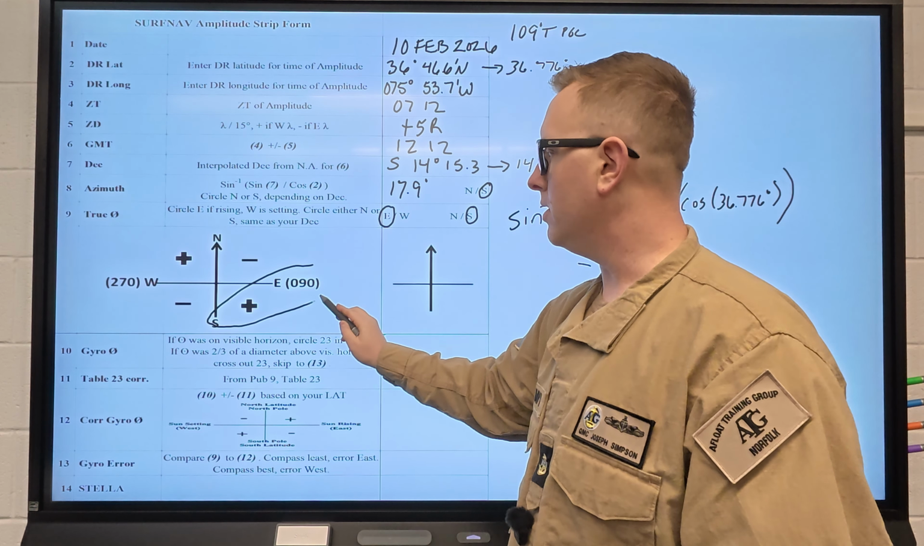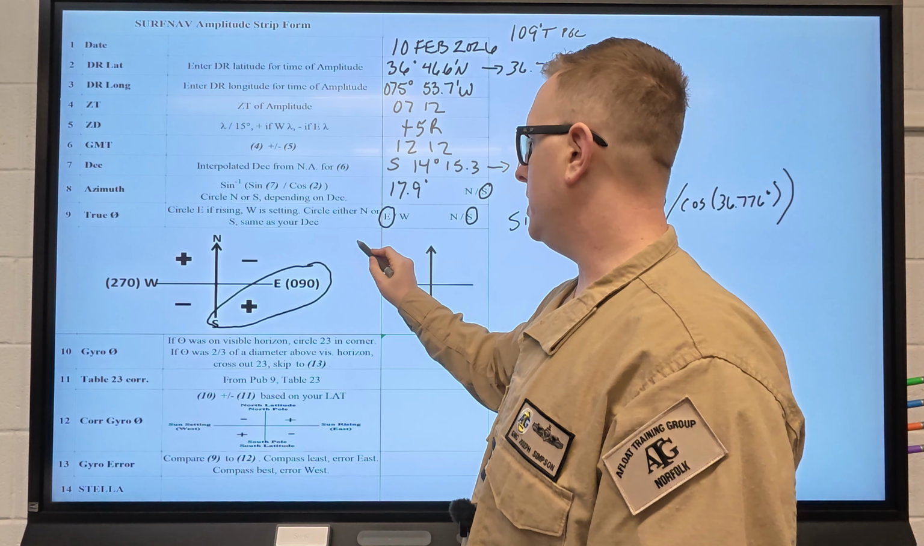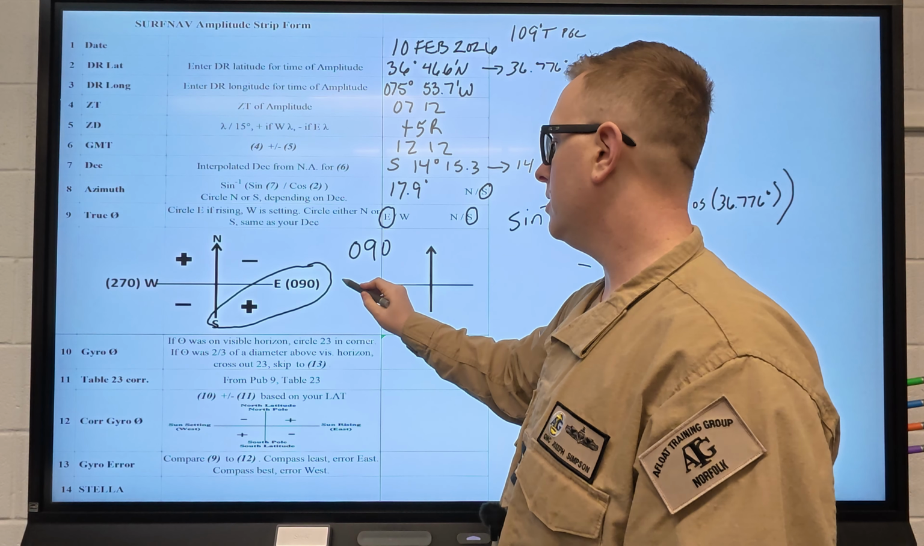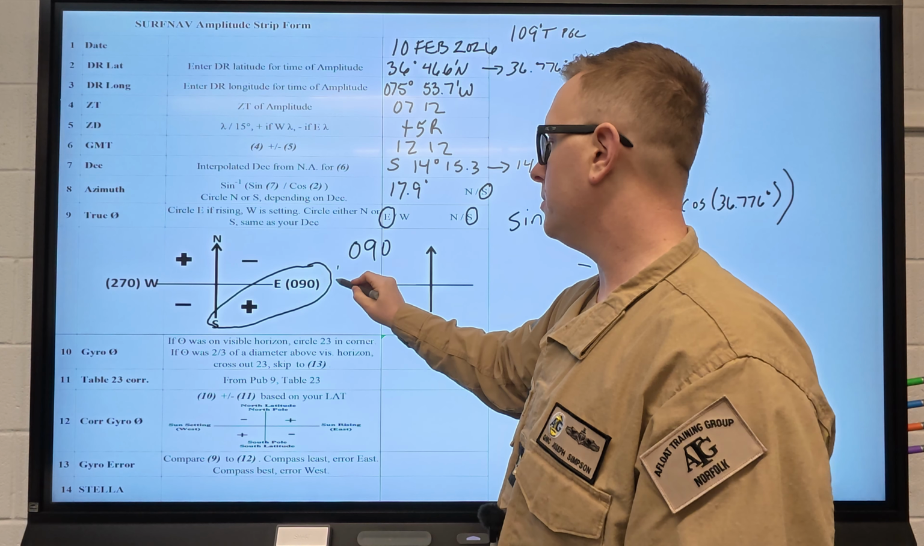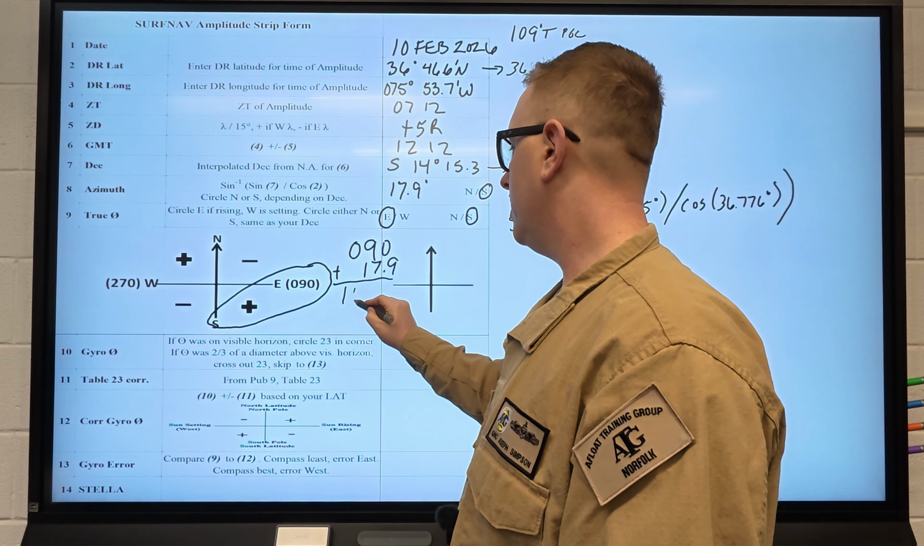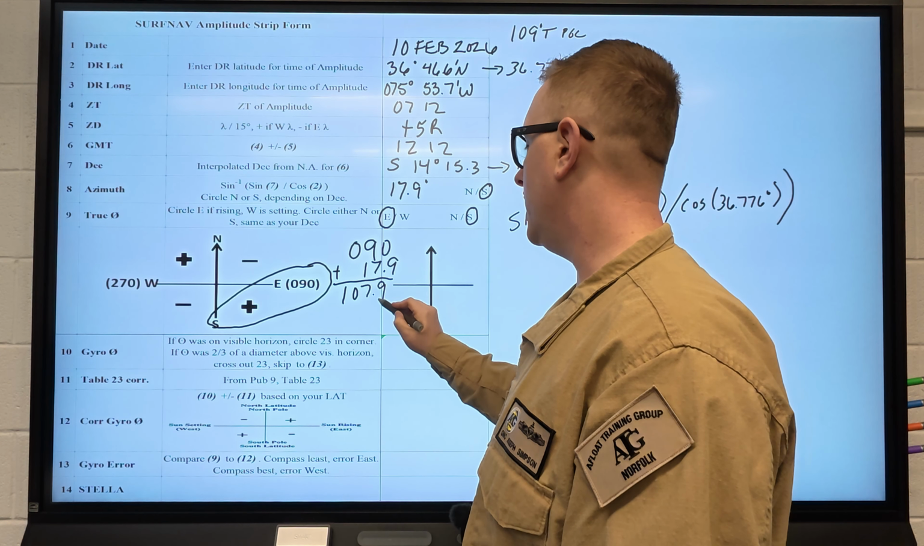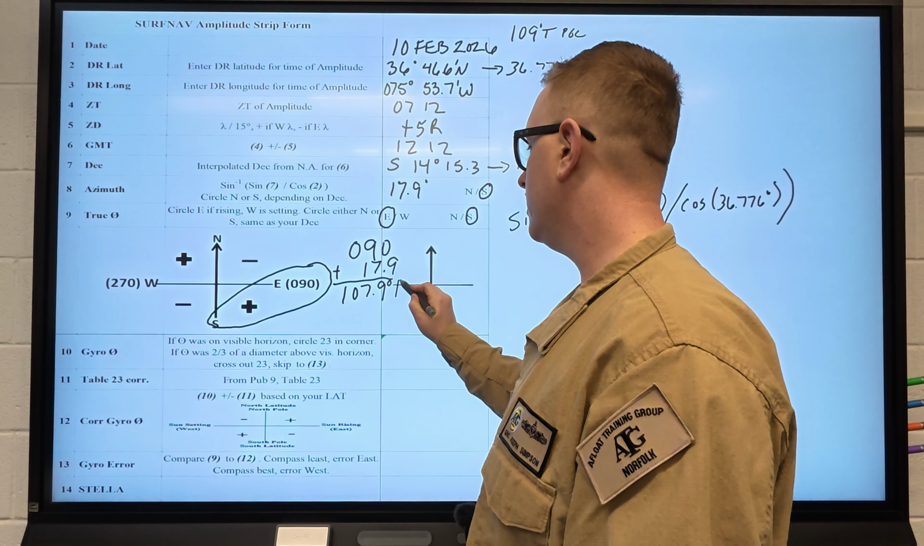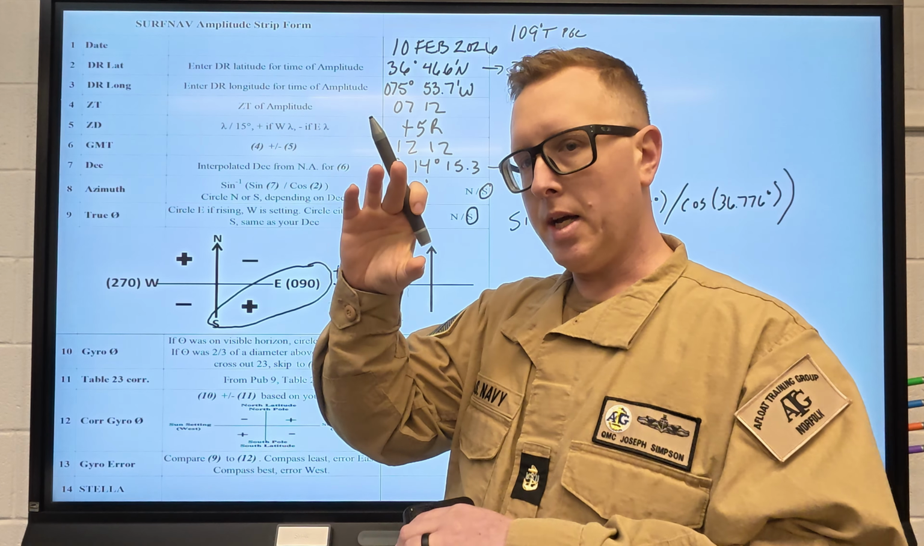If it was anything different, you'd be doing the other one, and whatever you circle in the middle, you add or subtract. In this case, we're adding 090. If it was over here, it would be 270. So I'm going to take 090 plus 17.9, and we end up getting 107.9 degrees true.